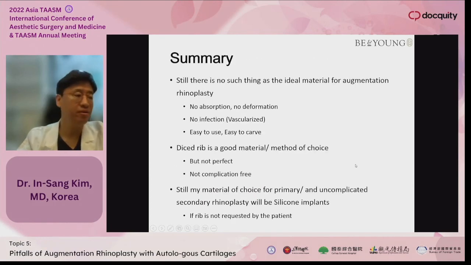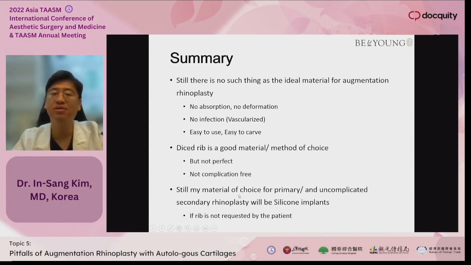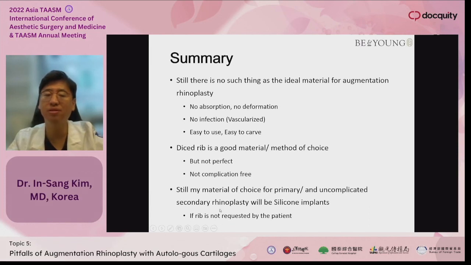So in summary, I agree, diced cartilage is a good material, but it's not perfect and it's not complication free. So still my primary material of choice for primary and uncomplicated secondary rhinoplasty will be silicone implants for me. Thank you very much.